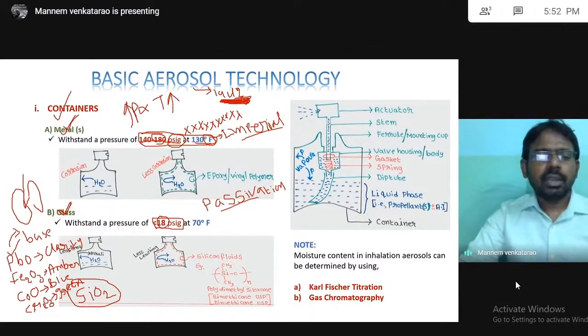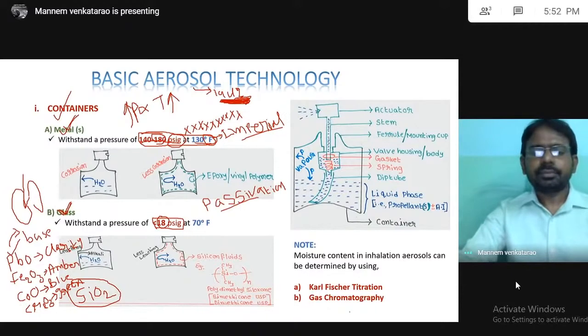Once again, the transparency of clear glass is mainly because of lead. The brown color of the glass is mainly because of ferric oxide. The blue color of the glass is due to cobalt oxide, whereas the green color is due to chromic oxide. Okay, next.